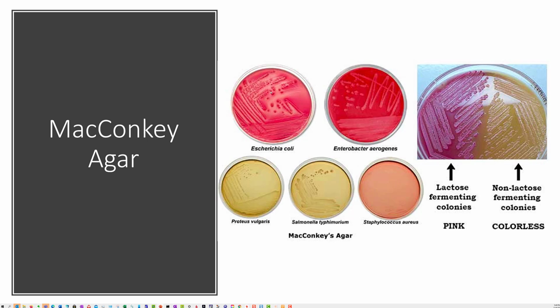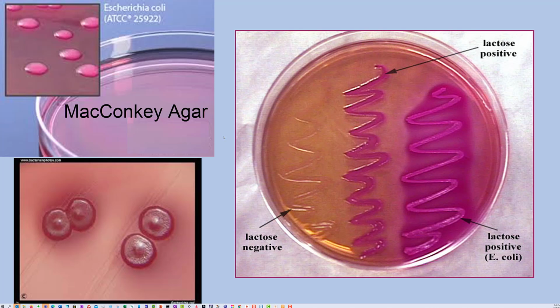Here, E. coli has that unique halo effect when it ferments, whereas Enterobacter aerogenes also ferments, but it doesn't have that halo. It's sort of uniform throughout. So you can see we can use this agar very nicely for selective purposes.